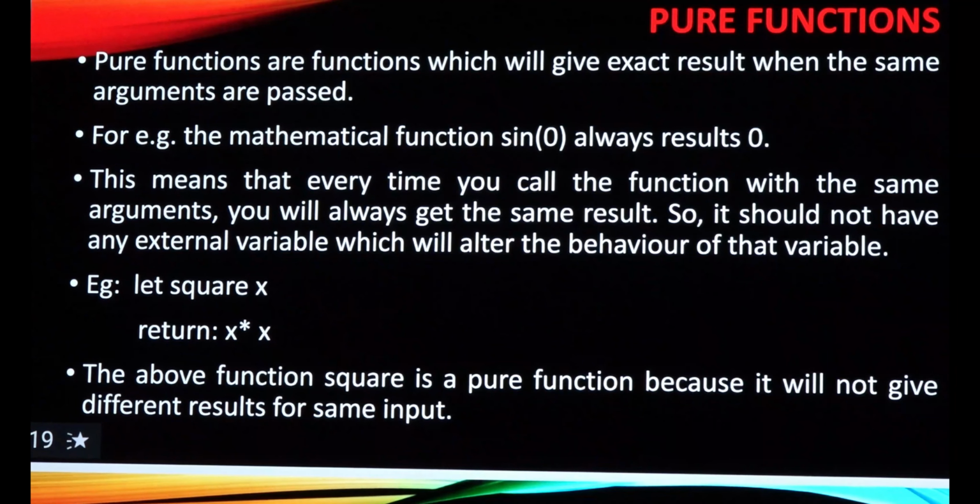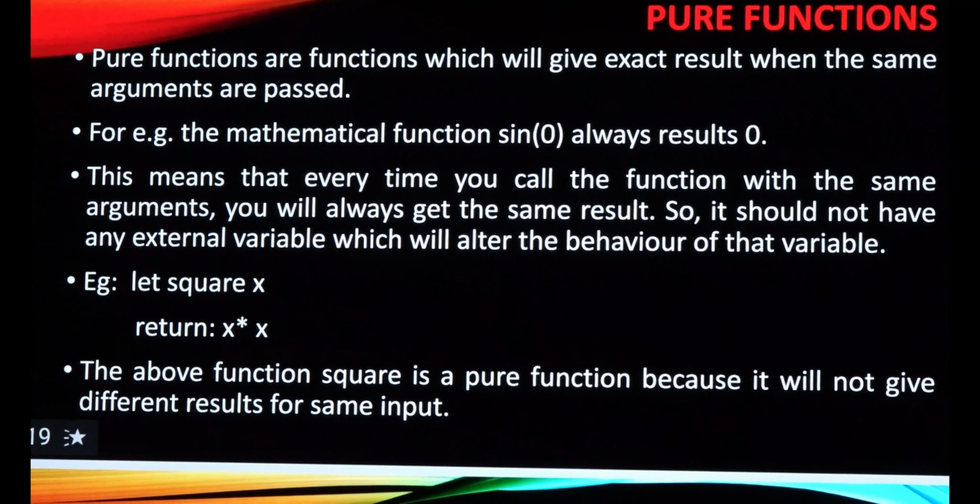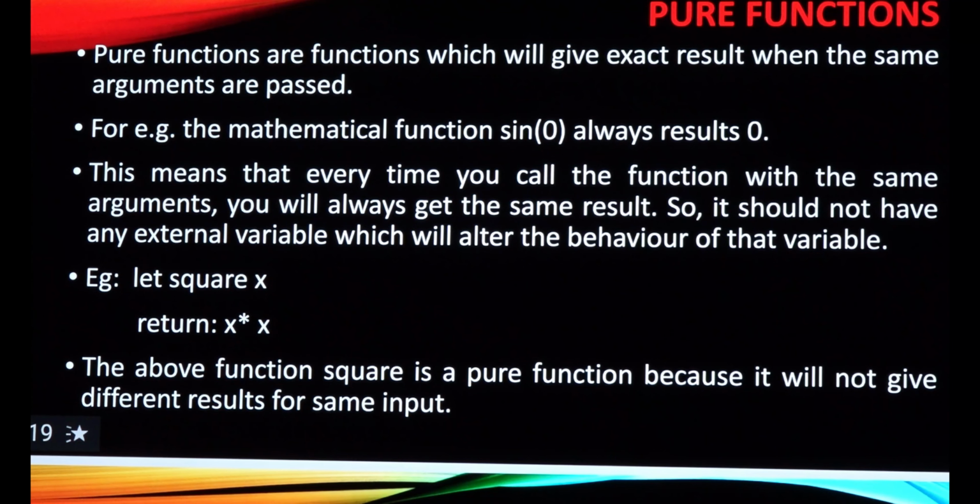For example, the mathematical function sin 0 always results in 0, right? This means that every time you call the function with the same arguments, you will always get the same result. So it should not have any external variable which will alter the behavior of that function. Example: let square of x return x * x. The above function square is a pure function because it will not give different results for the same input.